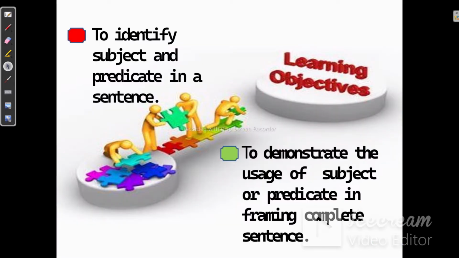So let's discuss the learning objectives of today's session first. The first learning objective is we will identify subject and predicate in a sentence. We know there are two parts of a sentence. One is subject, other is predicate. Second, we will demonstrate the usage of subject or predicate in framing a complete sentence.